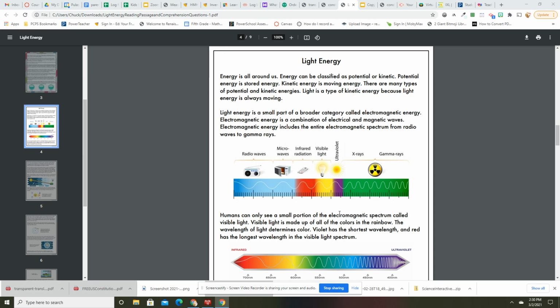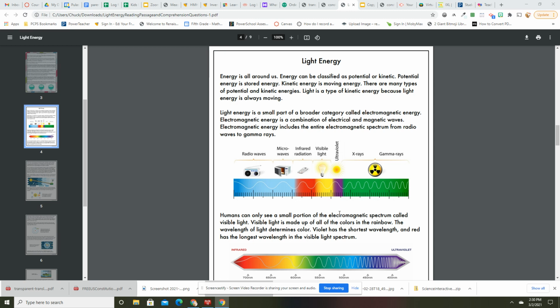Light energy. Energy is all around us. Energy can be classified as potential or kinetic. Potential energy is stored energy. Kinetic energy is moving energy. There are many types of potential and kinetic energies. Light is a type of kinetic energy because light energy is always moving. Light energy is a small part of a broader category called electromagnetic energy. Electromagnetic energy is a combination of electrical and magnetic waves.